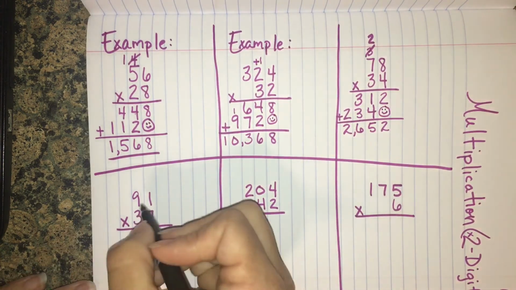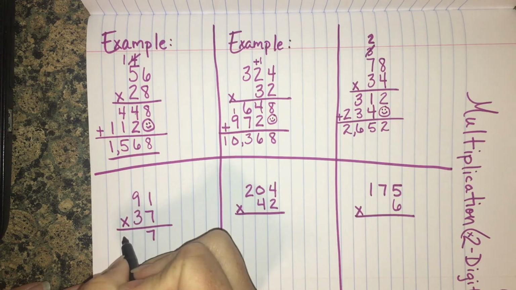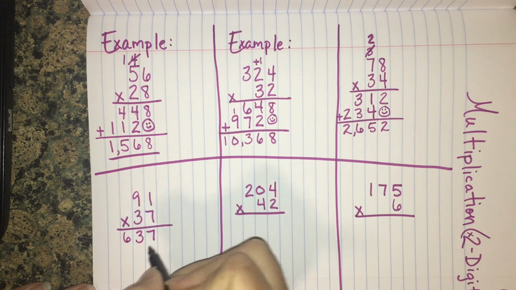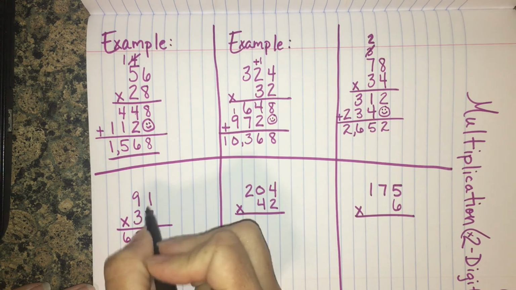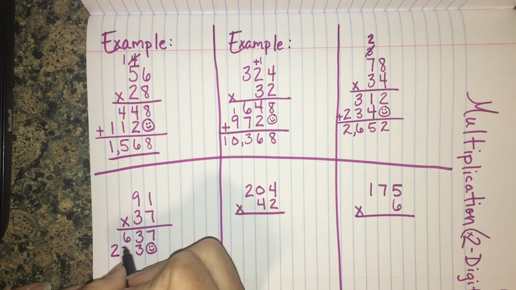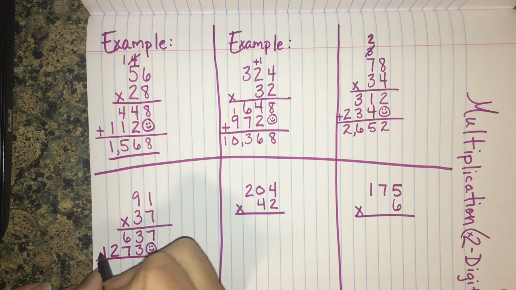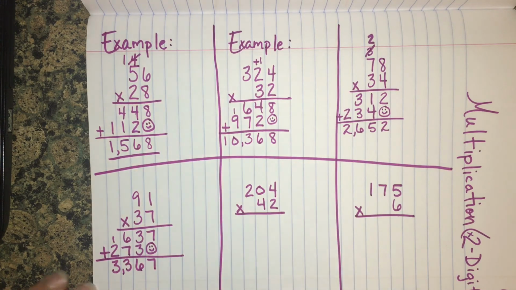On this next one, 7 times 1 is 7. And 7 times 9 is 63. Put my placeholder 0 here. 3 times 1 is 3. 3 times 9 is 27. It adds up to 3,367.